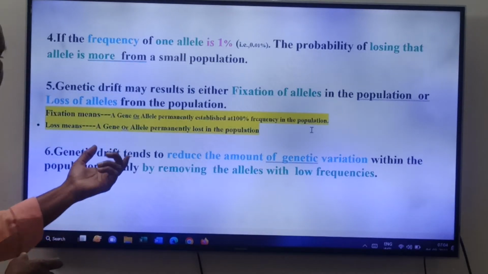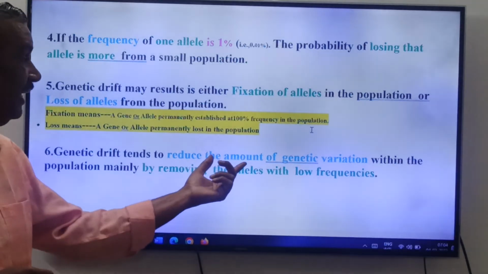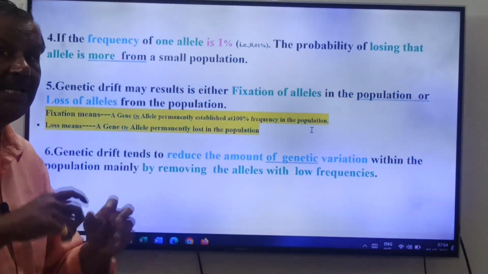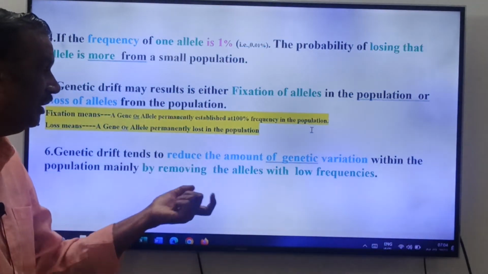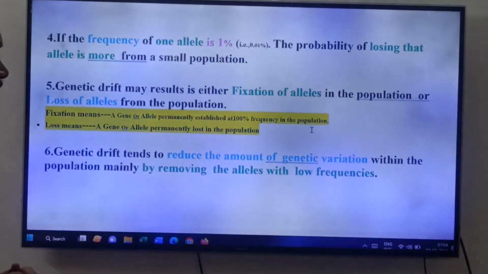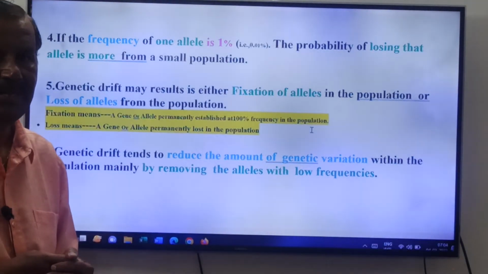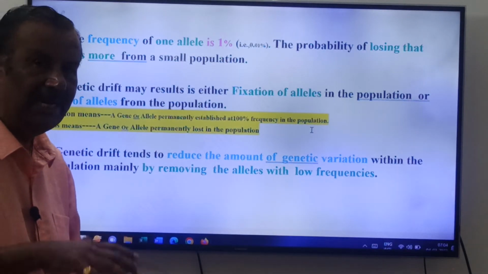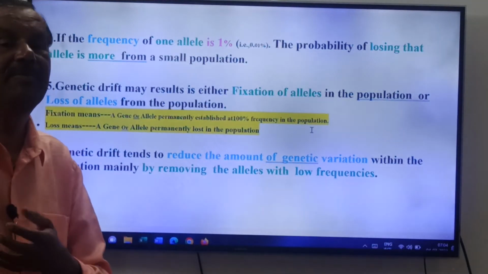Now, genetic drift tends to reduce the amount of genetic variation within the population, mainly by removing the alleles with low frequency. So when low frequency alleles are eliminated from the population, that character is also eliminated from the population.